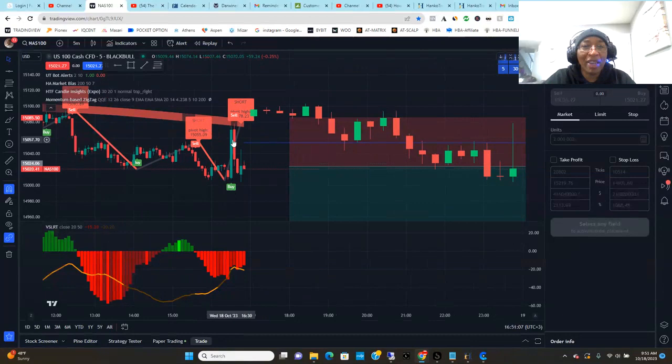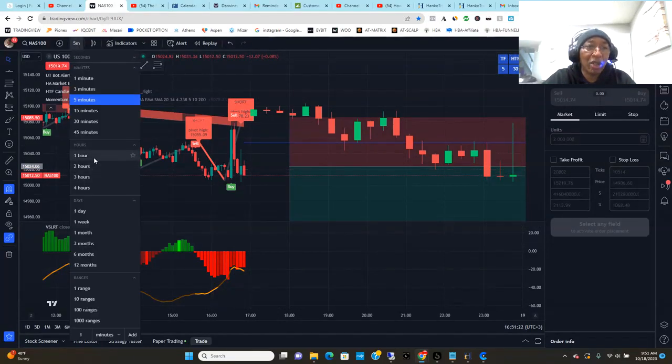If there's a sell signal, then that is a strong signal for us to enter the market. And you can see how this is behaving. It's all going down, guys. So that was the 5 minutes. And then we can do the 1 hour.